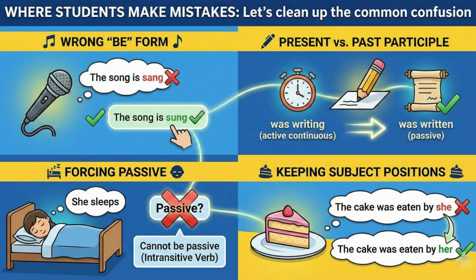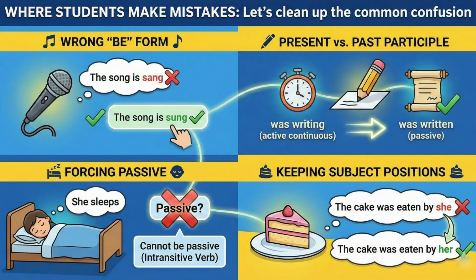Now let's discuss where students make mistakes. Let's clean up the common confusion. Using wrong be form. The song is sang, wrong. The song is sung, right. Using present participle instead of past participle: was writing as active continuous, was written as passive.